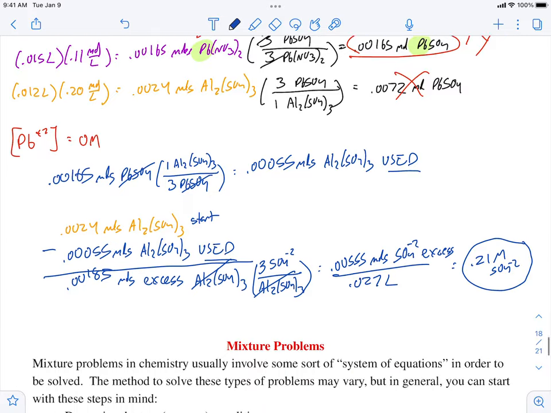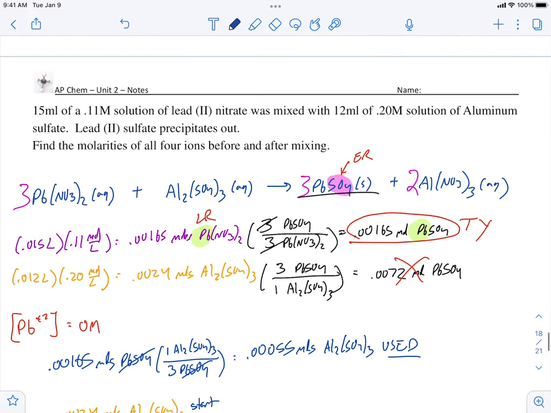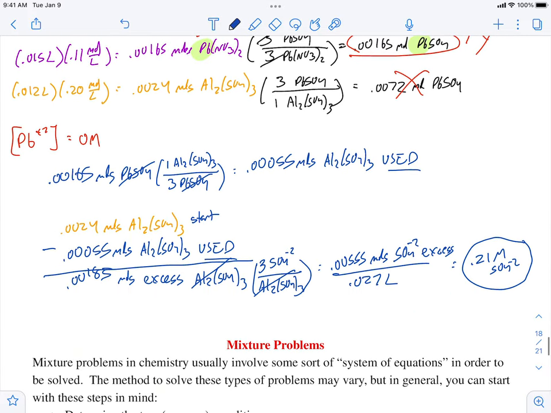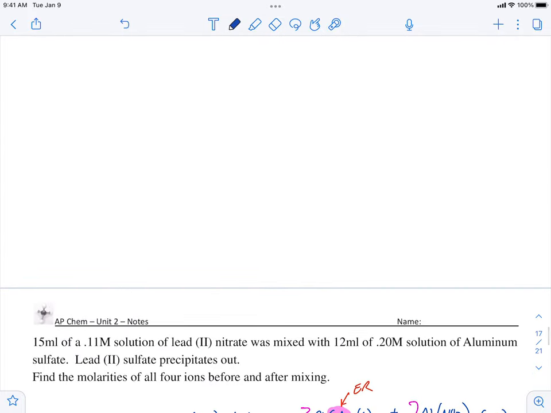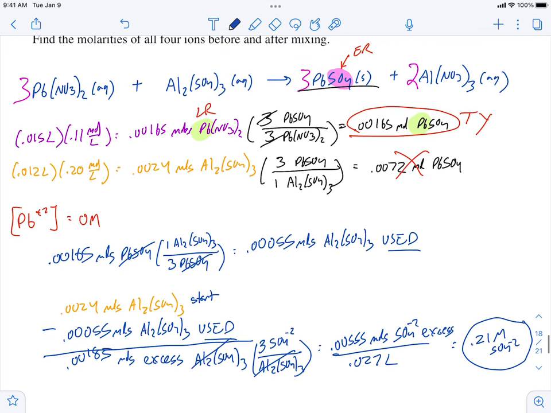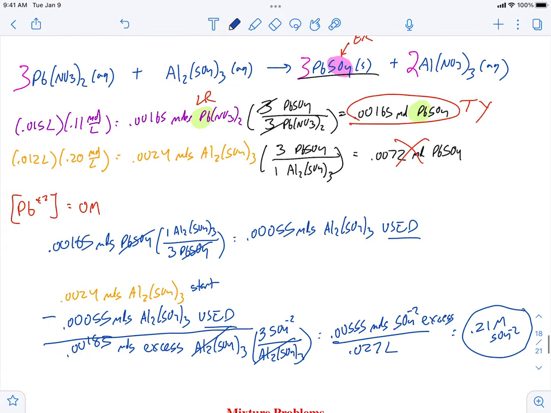And I ran out of room. I'm gonna do the rest up here, I guess. Okay, I have 2 spectator ions, guys. What are they? Aluminum and nitrate. Okay, so didn't plan this very well.